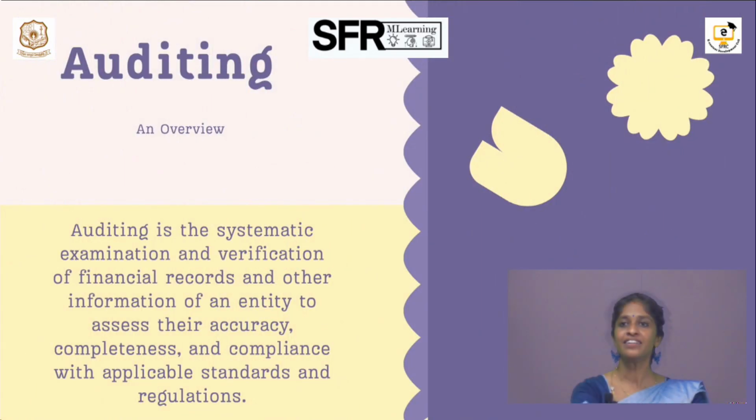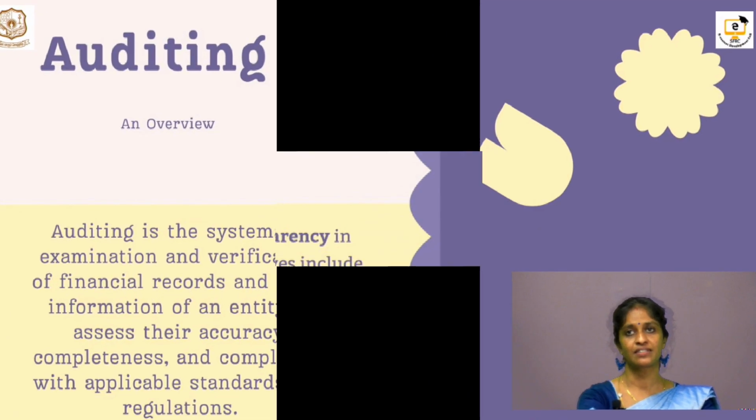And here again, auditing is a systematic examination and verification of financial records and other information relating to the business. It should have accuracy, clear information should be there, and it should have completeness, that is, incomplete information should not be entered in the financial system. So, that is what is verified in the auditing process.